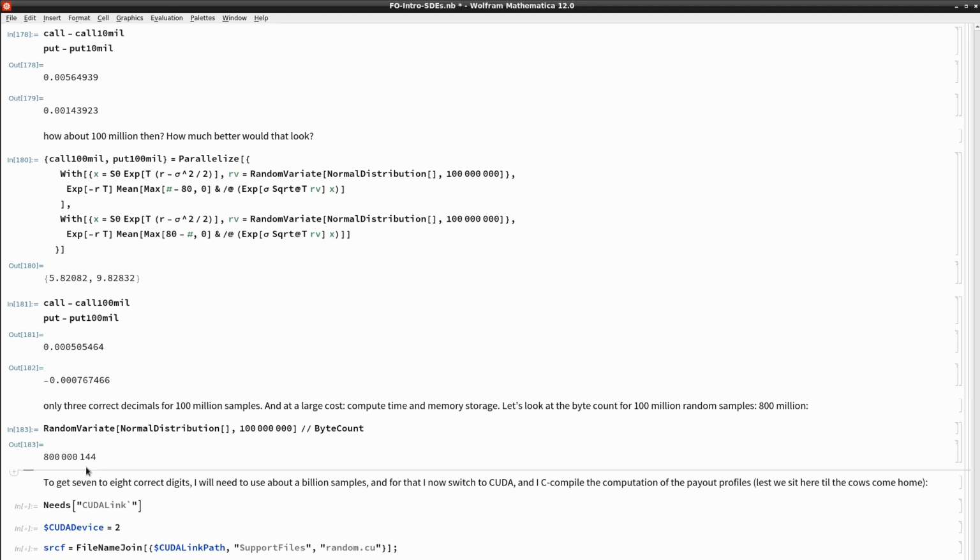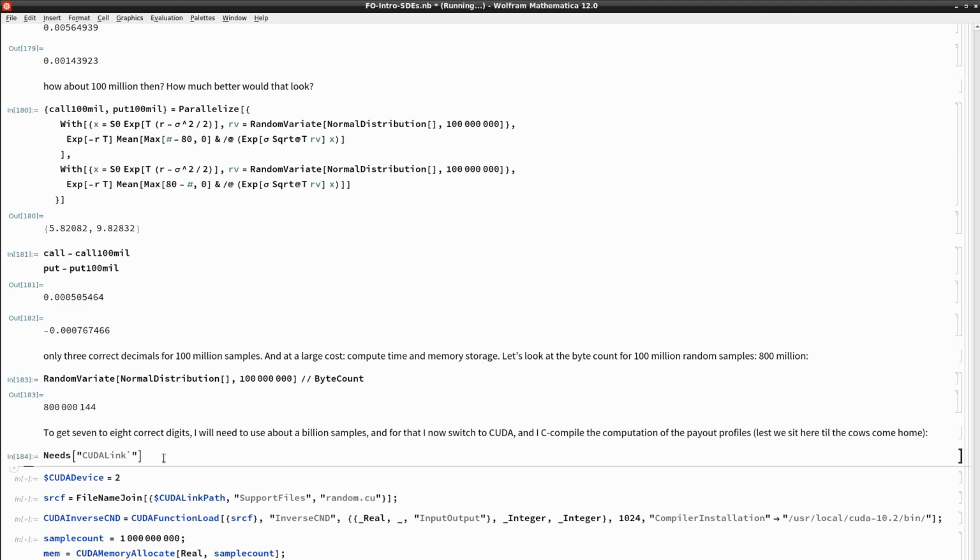So to take this to an extreme, to go to the next step, how about we try to get 7 or 8 correct digits? And for that, I will need to use a billion samples. There's just no way around that. And in order to go to a billion samples, I now have to switch my computation method to CUDA, and I need to compile the computation of the payout profiles. Otherwise, we are sitting here until Christmas or something like that.